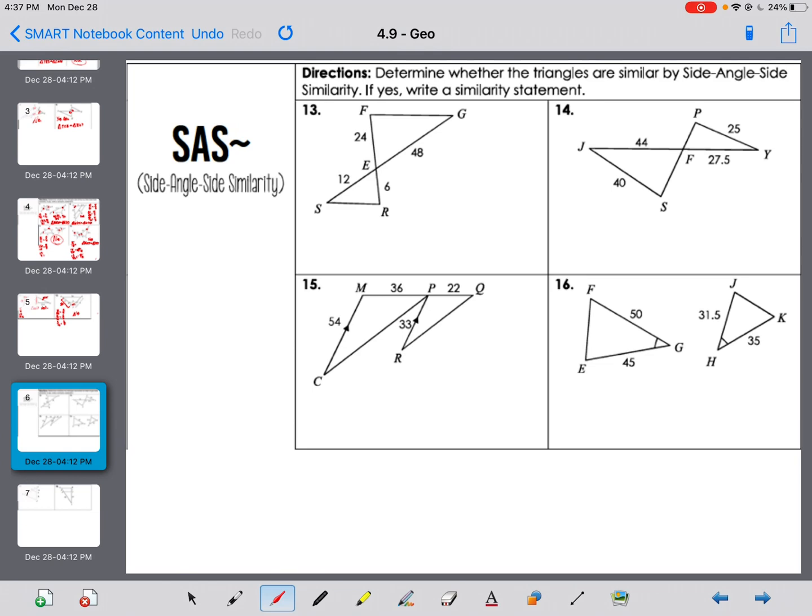Are the sides proportional? Is the angle between them congruent? If so, tell me the triangle names that are similar to each other. Well, in 13, we got vertical angles, and then we got a sandwich around it, so we just need to see if that sandwich is true. Now, I would say that F and R are probably going to be the ones that are similar, so we need 6 over 24, which would be 1/4, to be the same as 12 over 48, which is 1/4. So yes, they are similar. So triangle, let's do ERS, is similar to triangle EFG.